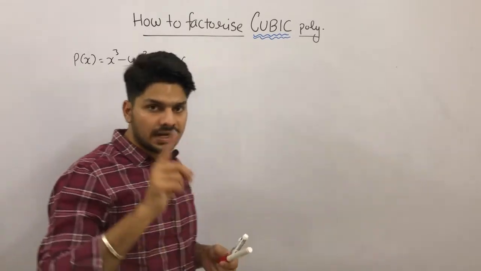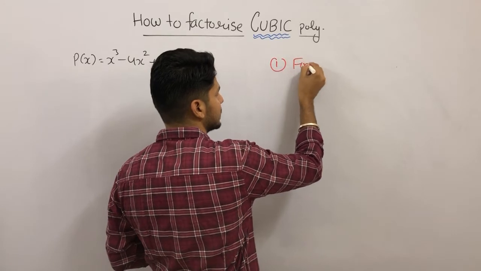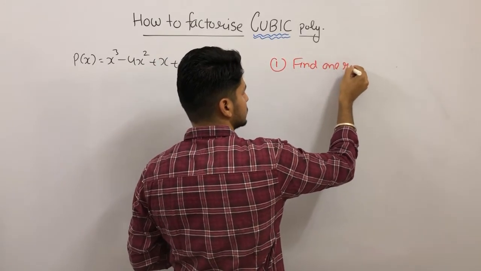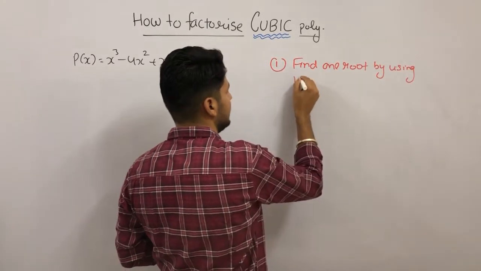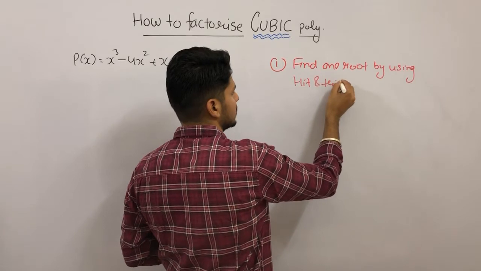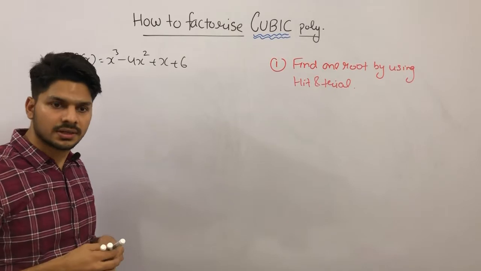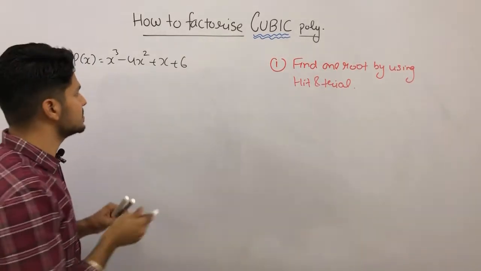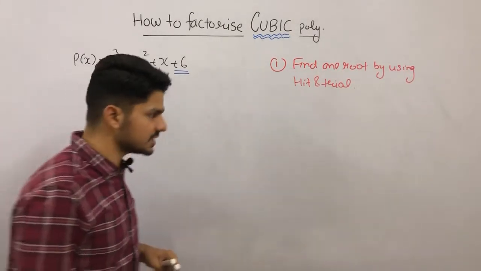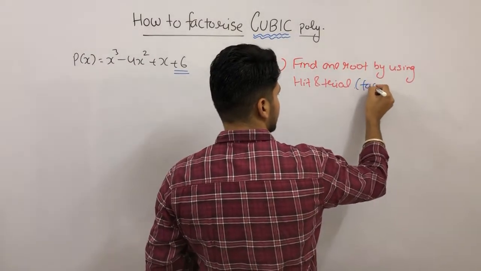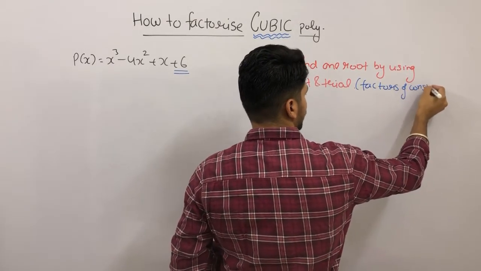Okay. So what I am saying that first we have to find one root by using hit and trial. Now, sir, hit and trial from where? You have to use the numbers which are the factors of this constant term. Factors of this constant term. So in bracket, where you will use hit and trial? You will use it from factors of constant term.